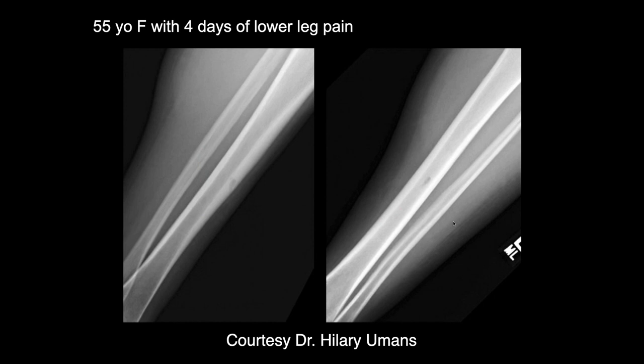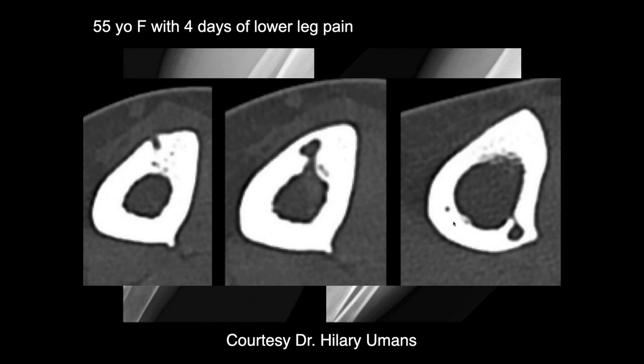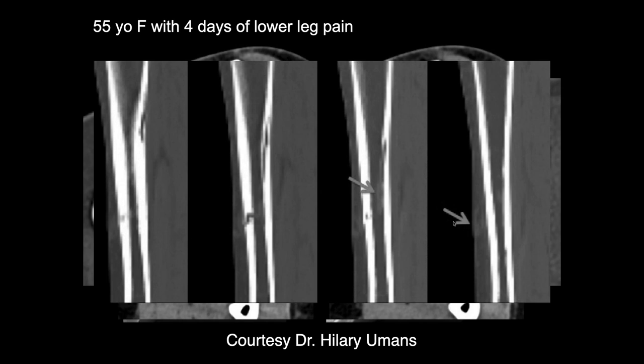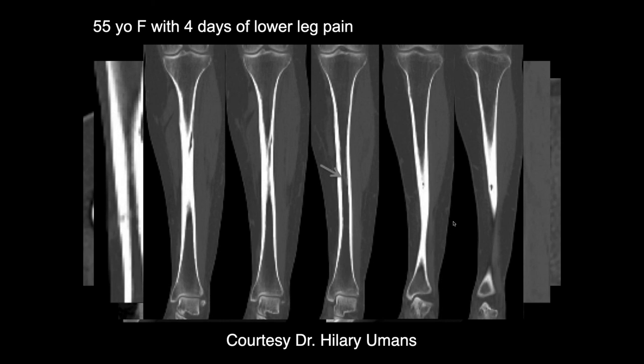Okay, Ashu, what do you think of this case? Looks like there is a defect of the cortical margin along the medial aspect of the tibia there. Okay, so it looks like it's continuous with the medullary canal. There looks like there's some soft tissue growing in there. I don't know, this is difficult to see. I think this is CT showing some increased signal within the medullary canal of this tibia.